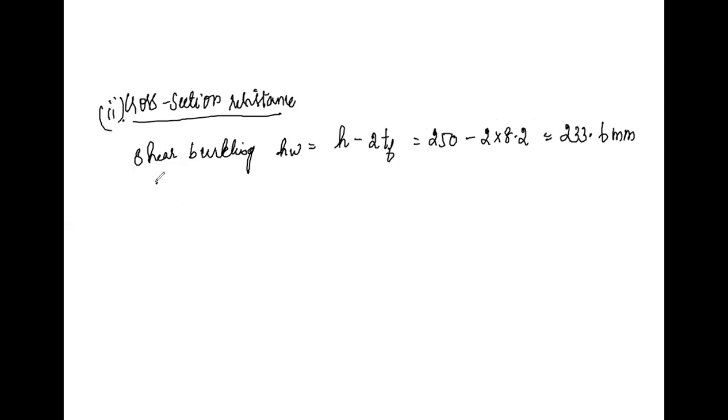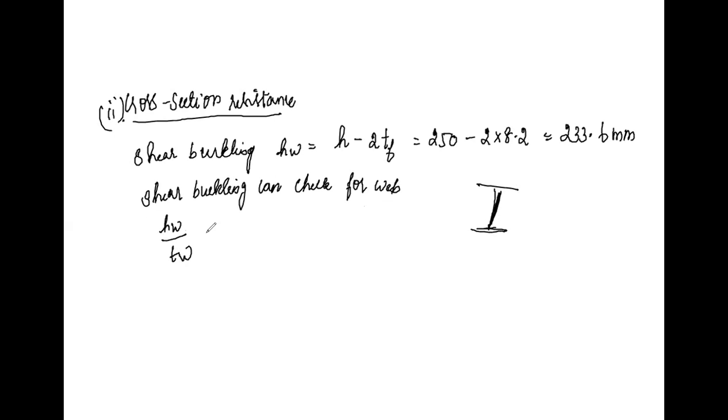Then the shear buckling resistance can be checked for the web. Web means this is the flange and this is called the web. So the formula is HW by TW. Already we checked the bending resistance for the web. Now we are checking the shear resistance for the web. It is represented by HW by TW.